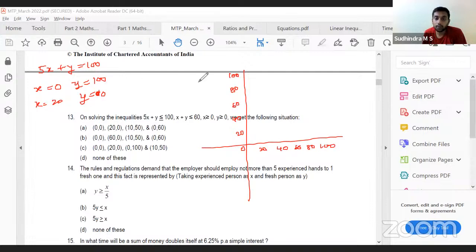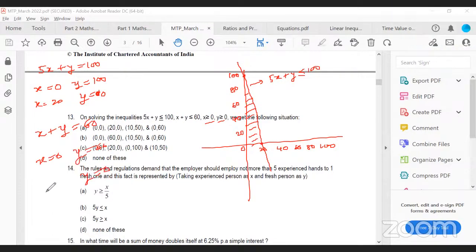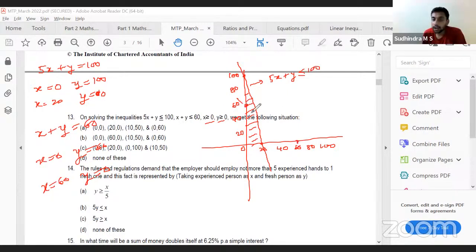So if x is 0, y is 100. If y is 0, x is 20. So draw. This is 5x plus y less than or equal to 100. So this is my feasible part of this equation, because x and y should be greater than or equal to 0. It cannot be negative. Then the other equation is x plus y is 60. So if x is 0, what is y? 60. If y is 0, x is 60. So 0, 60 and 60, 0. I'll draw a straight line. So this is the feasible part.